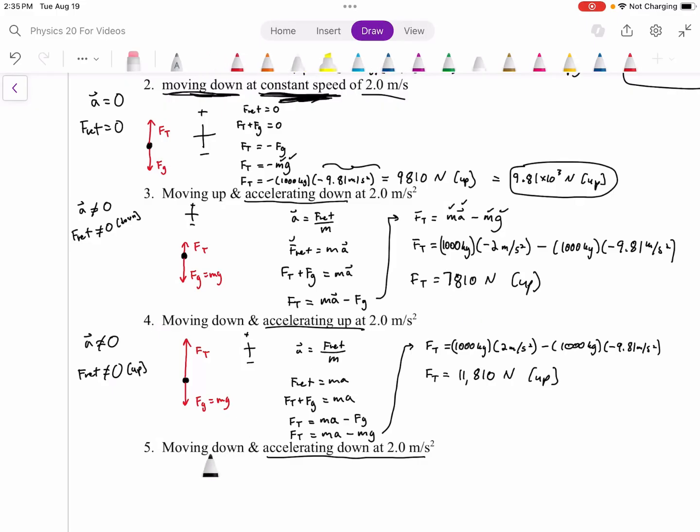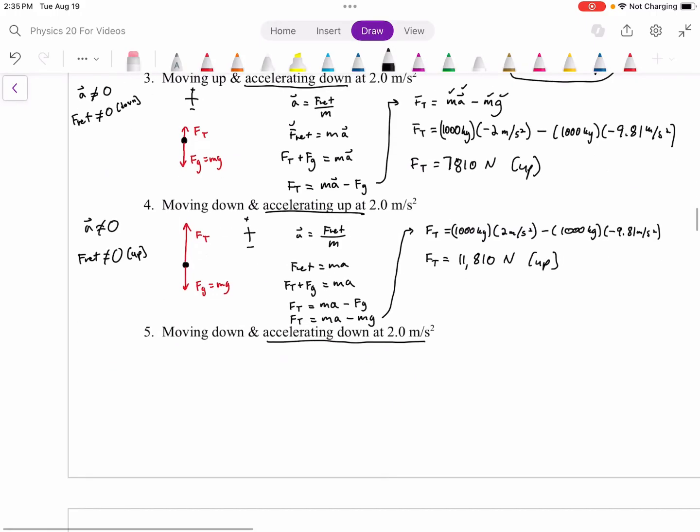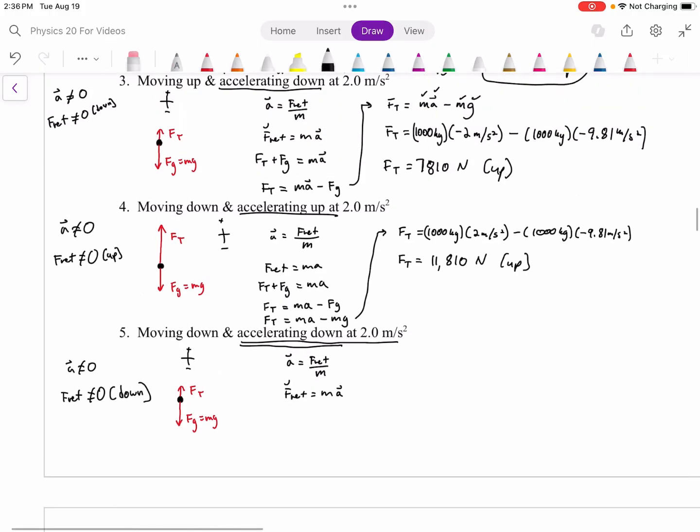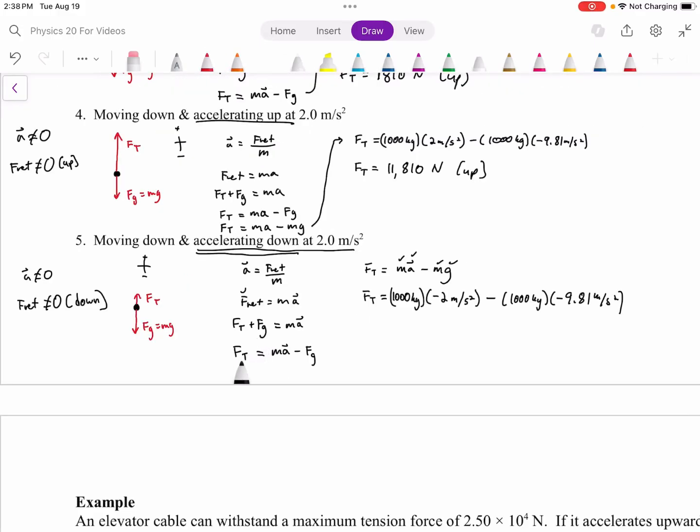Okay, yes, different scenario. This one's moving up and getting slower. This one's going to be moving down and getting faster. But in terms of the forces involved, these are identical because they both have the same downward acceleration. So I'll start the same setup, right? But again, you can see where we're headed. What is F net? Well, Ft plus Fg. And so rearranging that, we get that the tension is ma minus Fg.